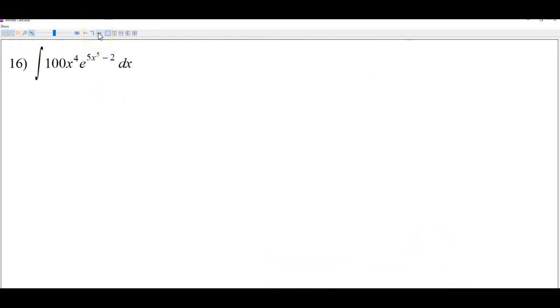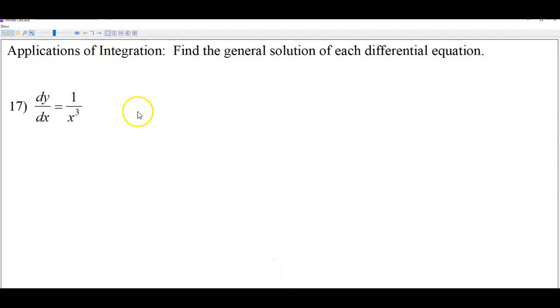Let's go ahead and take a look at number 17. I'm going to skip 16 for now, but if you're looking for a little hint, that's your u, so just do u substitution and you'll be on your way. But let's go ahead and take a look at 17.